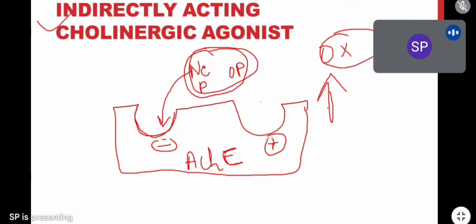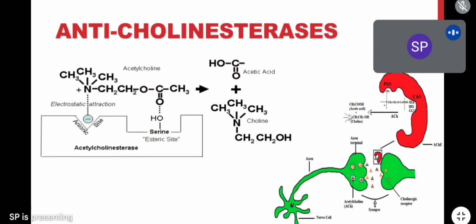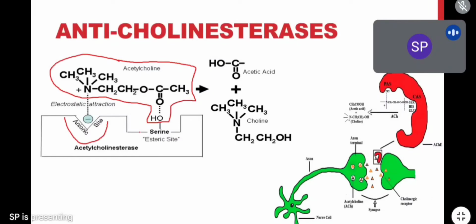This point we discussed in yesterday's class, but for better understanding, just imagine this is acetylcholine. Everybody, you can see the diagram. This is the structure of acetylcholine. See, we have one anionic site and one cationic or esteric site. The serine moiety is called the esteric site, and here we have the anionic site with a glutamate site.